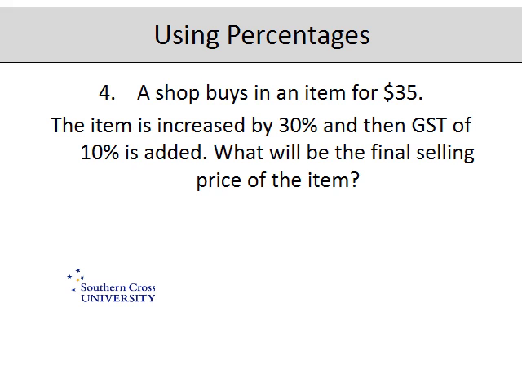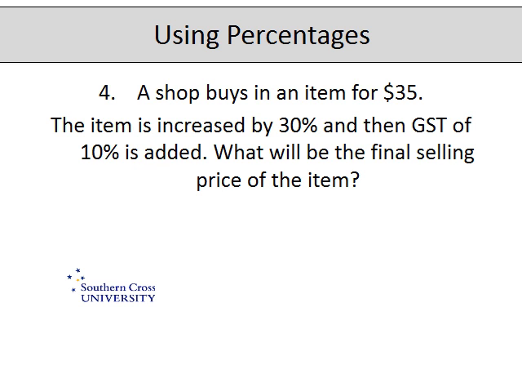And question 4, a shop buys an item for $35. The item is increased by 30% and then GST of 10% is added. What will be the final selling price of the item? Now, it'd be a great temptation here to add the 30 and the 10 together to get 40% and increase the item by 40%. But you can't do that.